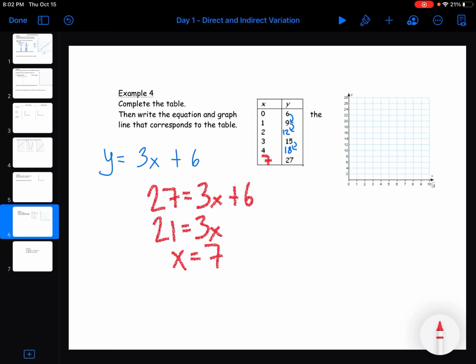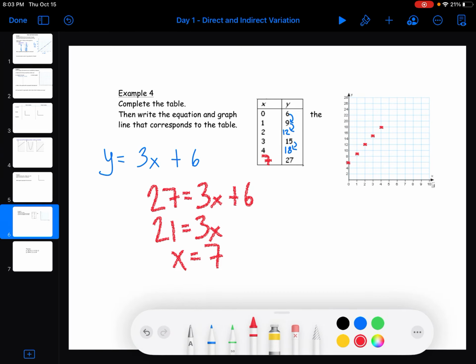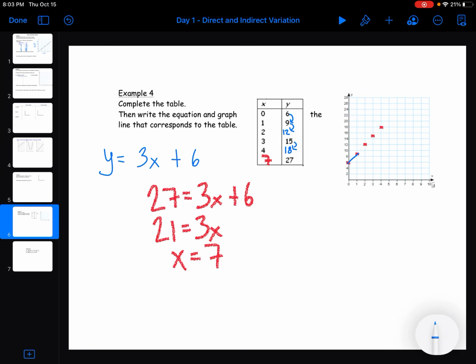Now let's graph our graph, and then we're all done. So we're starting at 6, we've got a point. At (1, 9), we've got a point. At (2, 12), at (3, 15), at (4, 18), and so on. And the graph's going to look like that. I'm going to connect those dots, and I'm just going to put an arrow because that's going to continue on in this way forever.